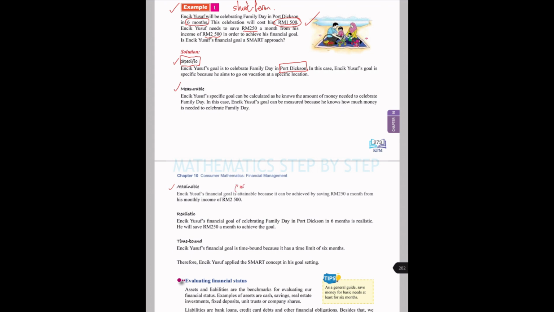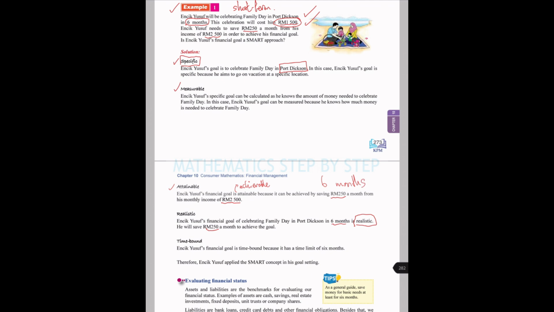Attainable meaning achievable. Okay, because it can be achieved by saving 250 a month from his monthly income of 2,500. Okay, Encik Yusuf's financial goal of celebrating Family Day in Port Dickson in 6 months is realistic. Okay, he will save 250 a month to achieve the goal. So 250 a month, he wants to save 1,500 ringgit, so it will take him 6 months. Okay, so if everything goes as planned, he will achieve his goal.